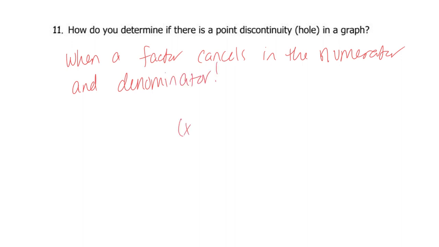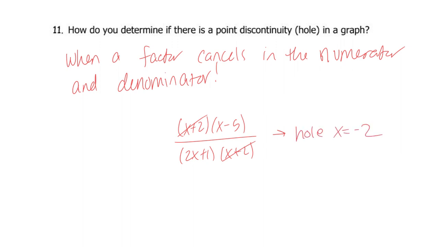For example, we have x plus 2, x minus 5 over 2x plus 1, x plus 2. The x plus 2 is canceled, so there'd be a hole at x equals negative 2. There'd be a y value, but we don't have to be crazy here. So if a factor cancels out in the numerator and denominator, you have created a hole or a point of discontinuity.